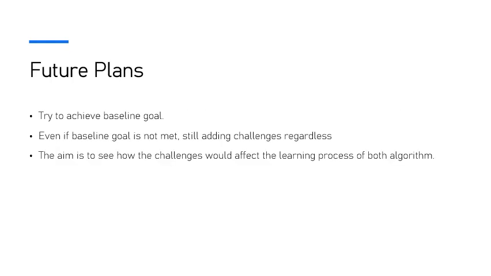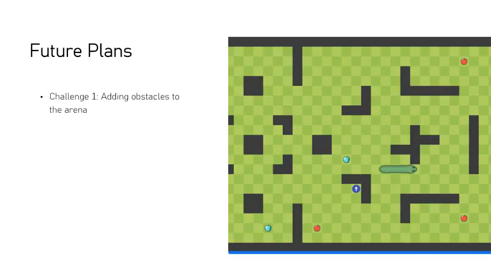Unfortunately, we still haven't met our baseline goal, which is 50 points out of 100 max, and our current average score is about 7. I think the baseline is a bit too ambitious, but even if we still haven't met the baseline goal, we will still try to add more challenges to see how they would affect the learning process of both algorithms.